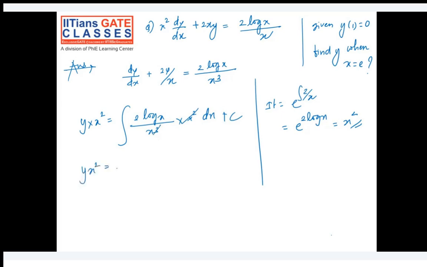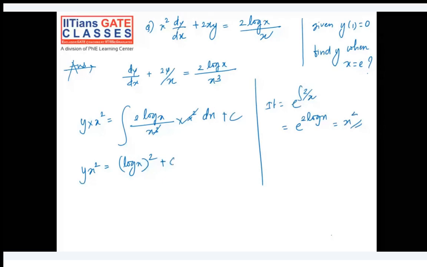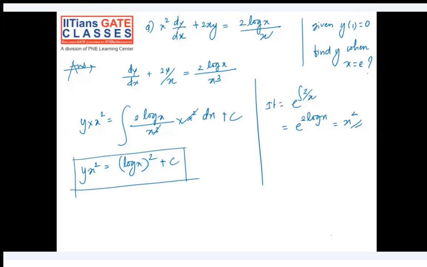Basically it is the integration of log x whole square. If you differentiate log x whole square, what will you get? 2 log x into the differentiation of log x, which is 1 upon x. So it is the differentiation of log x square, plus c. And this is the solution. You have to find the value of c. When x is equal to 1, y is equal to 0. So 0 is equal to log 1, which is 0, plus c. This implies c is equal to 0. So finally, y x square is equal to log x whole square is the solution.